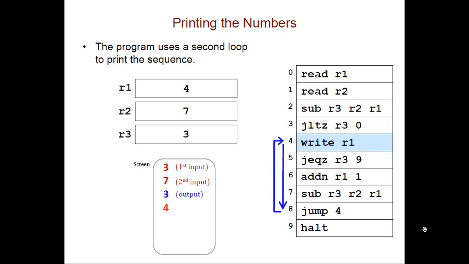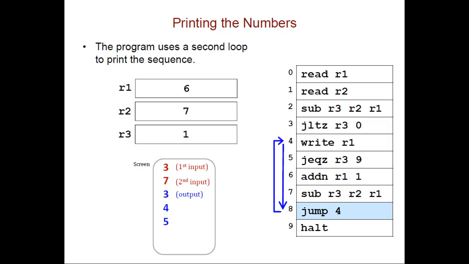We write the current value of R1. We then check to see if R3 is 0, but it's not. So we increment R1 by 1 again. It's now 5. We update R3, so it is now the new difference between R2 and R1. We do our unconditional jump. That causes us to write the new value of R1. We check again to see if R3 is 0, but it's not. We increment R1. We update R3.